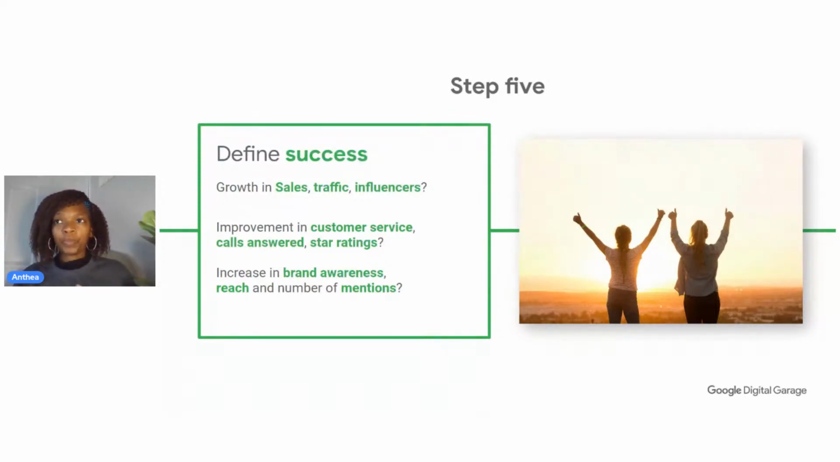What's your goal? Was it for sales? Was it to drive traffic to your site? Was it about having influencers? Then start thinking about how you can potentially improve. So is it to do with your customer service? Is it based on the number of calls answered? Or do you actually have more star ratings now? Do you have more Google reviews? Maybe you just wanted to increase brand awareness, reach, and maybe the number of mentions. So maybe one person a month mentioned you, and now you've got 10 people a month mentioning you. What's your goal? And how do you know that you've achieved it?